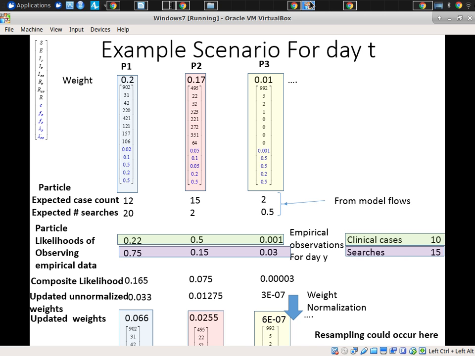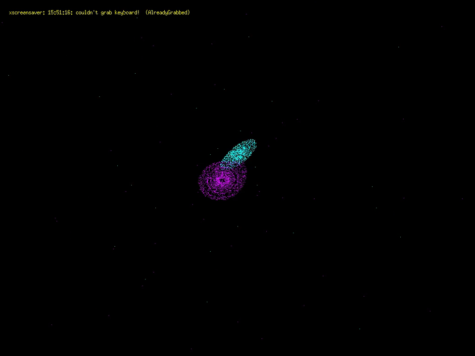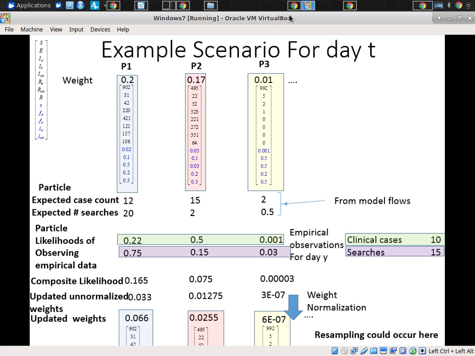Yeah, what's up? Because of the normalized process that we have with the weight, initially I was thinking that as we get towards the end of our simulations, the number of times we have to do the resampling will be less. No, that is not the case, because we have the weight normalizations.